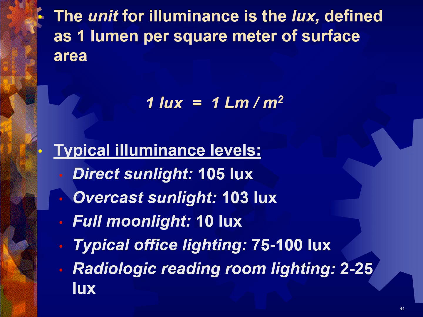Okay, the unit for illuminance is the lux, which is 1 lumen per meter squared. Okay, direct sunlight has 10^5 lux. Overcast is 10^3 lux. Full moonlight 10 lux. Radiologist reading room 2 to 25 lux. So very, very almost like 2% to 25% of what sunshine looks like.